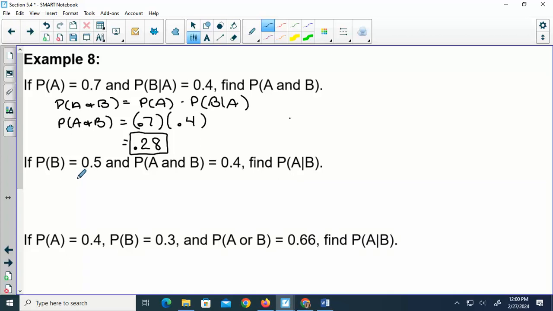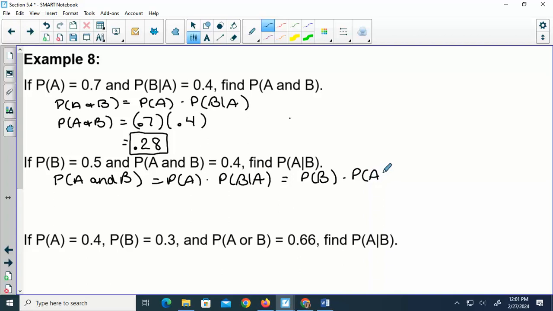This time I have the probability of B, probability of A and B. I'm looking for A given B. So you notice, if I just go with the same formula, A and B equals probability of A times the probability of B given A. Does that help me? No, because I want A given B. So the other way I told you, we can flip this and make it probability of B times probability of A given B. So that's the version we're going to use. Basically just flip the A and the B.